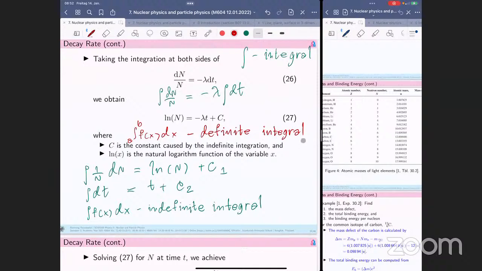But at least you know, right? You need to substitute b and a, okay? But it's beyond the scope of this subject, right? Because we are talking about the physics, okay, not mathematics.